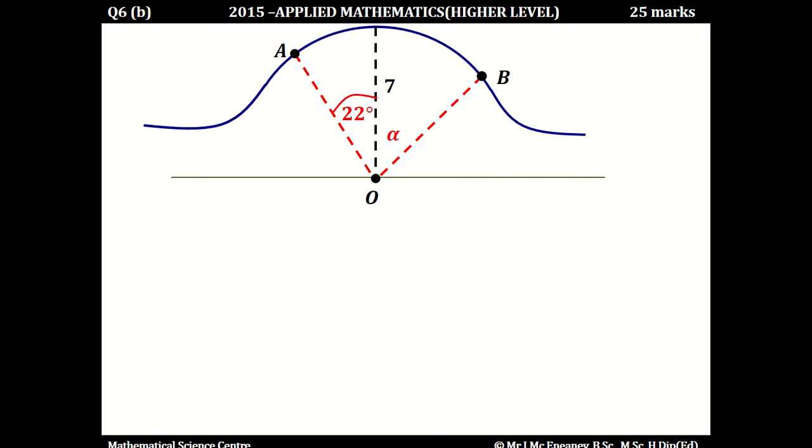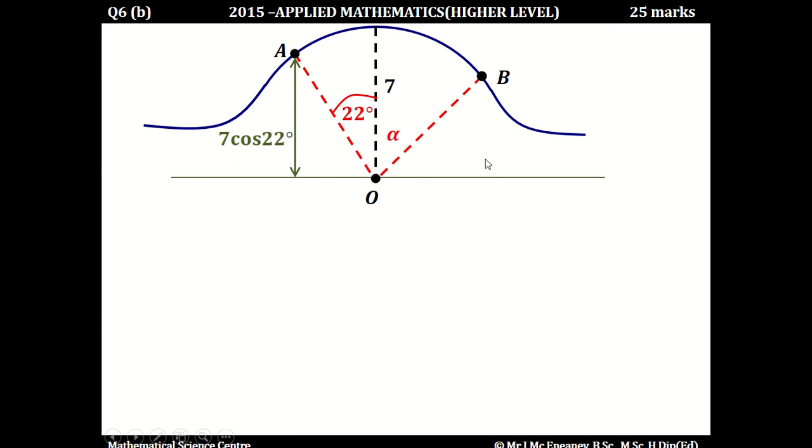So what we're going to need to try and find out is the distance A and B are both above O. Now the distance from O to A is 7, and if this angle is 22 degrees, then if this is a vertical line, this angle here would also be 22 degrees. So if that's 7 and this angle is 22, this vertical height is going to be 7 cos 22.